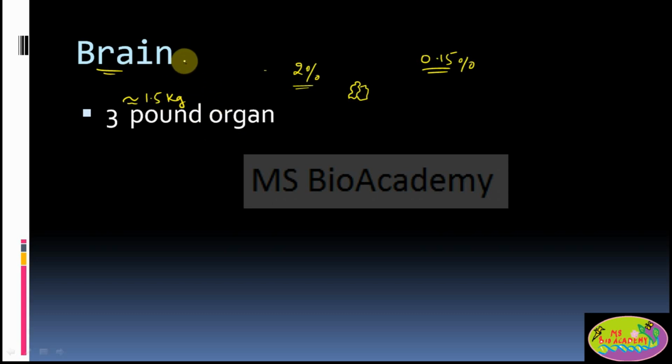The brain is a very important part of our body, and it controls each and every function of our body. And we can say that the brain is the CPU of our body, right?